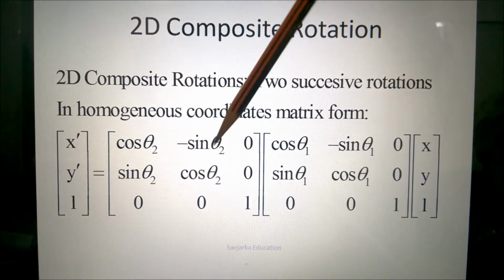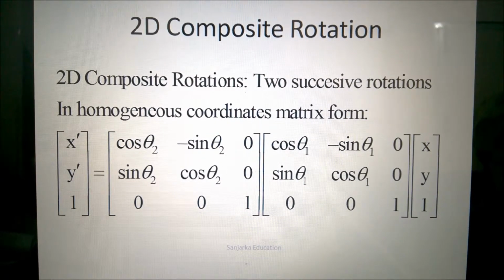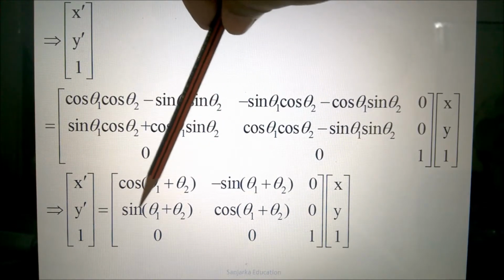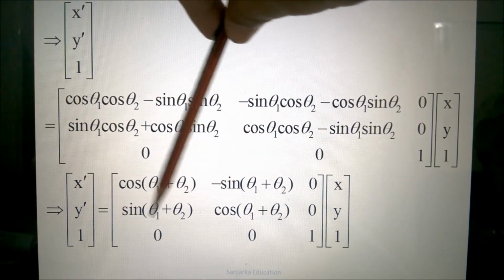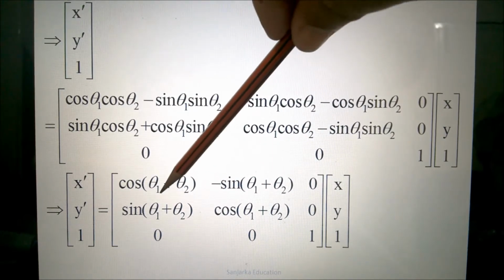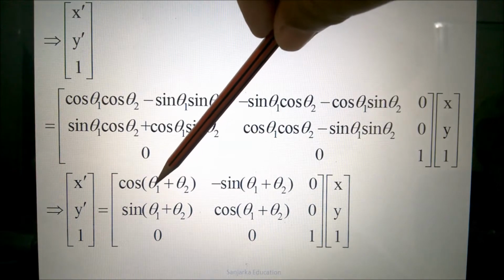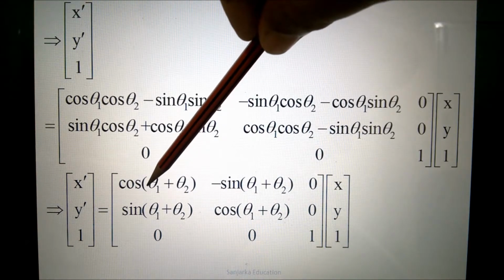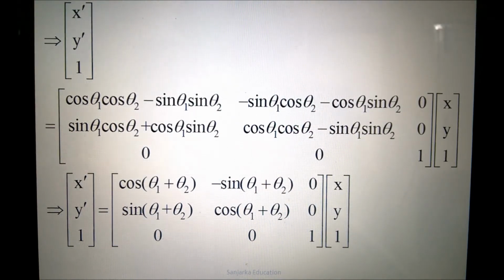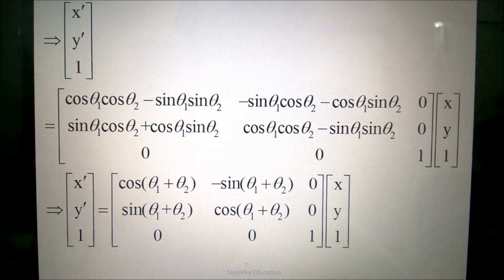Now if we multiply these two matrices, we get a single matrix that I am showing here. These two transformations are combined together, and we get a single transformation matrix. Here you can see that the two angles of rotation are added together. Therefore, with homogeneous coordinate matrix forms, multiple transformations can be combined into a single matrix form. That is what I wanted to show here.